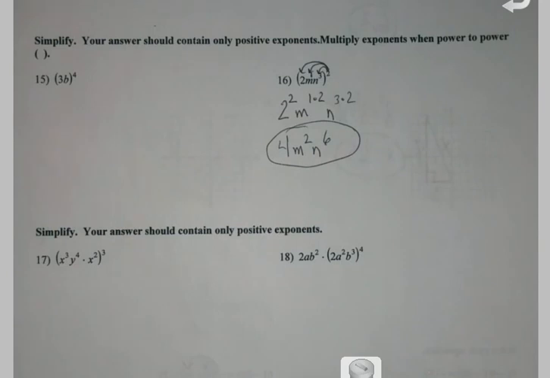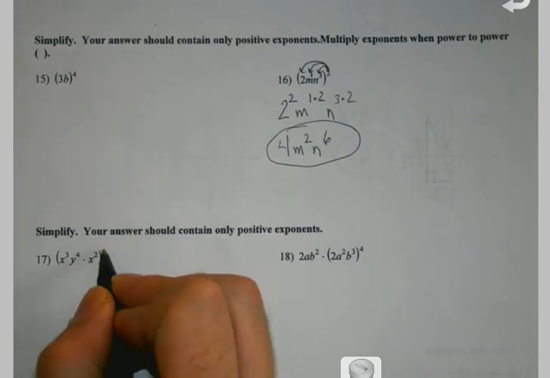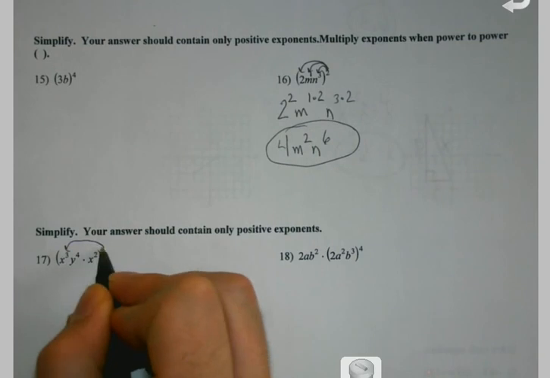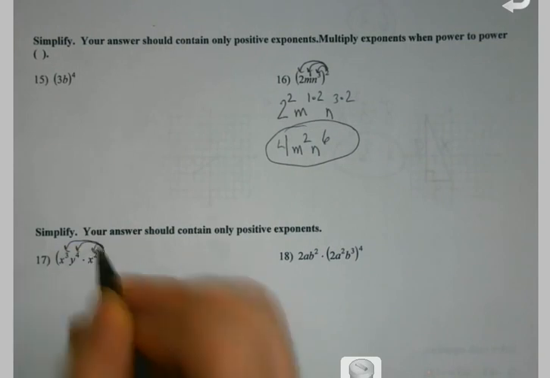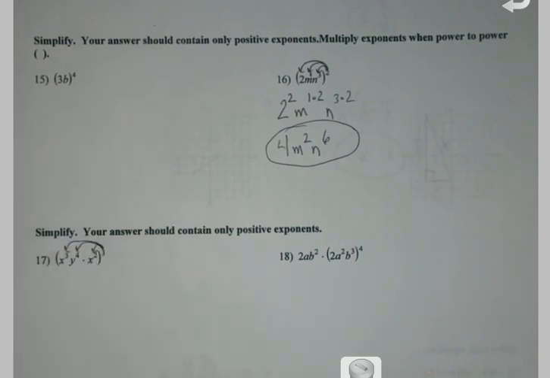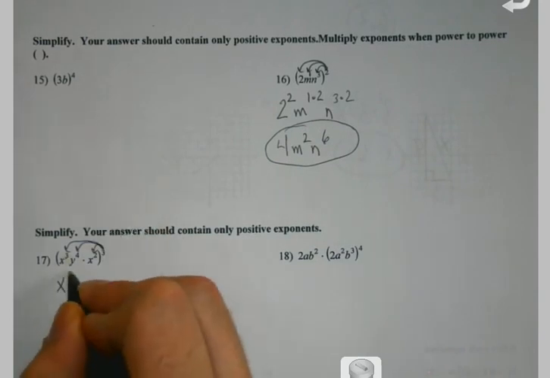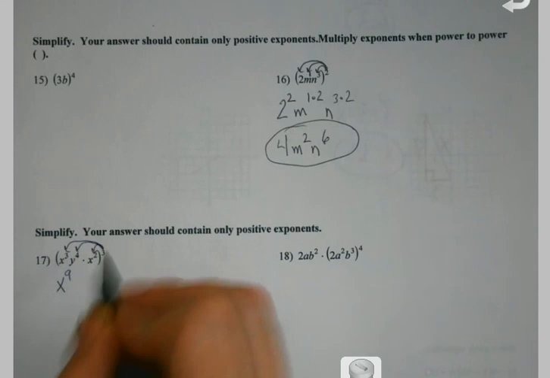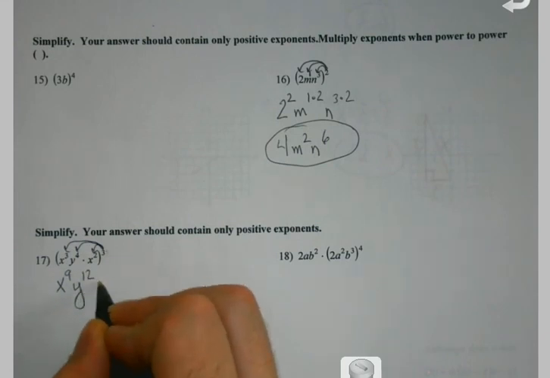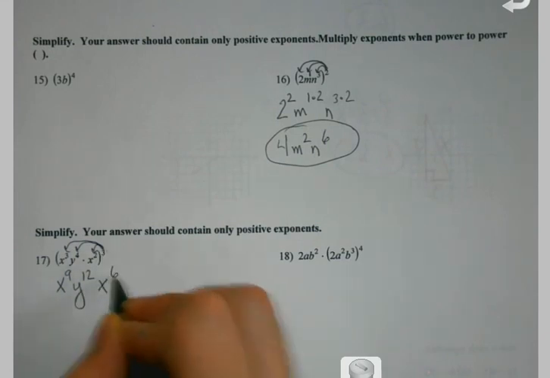And the only other thing that can kind of get thrown in as a twist as we're doing these is if I have something like I do on 17, I'm still going to distribute it. I'm still going to multiply them. Okay, power to power is always multiply. 3 times 3 is 9. 4 times 3 is 12. 2 times 3 is 6.